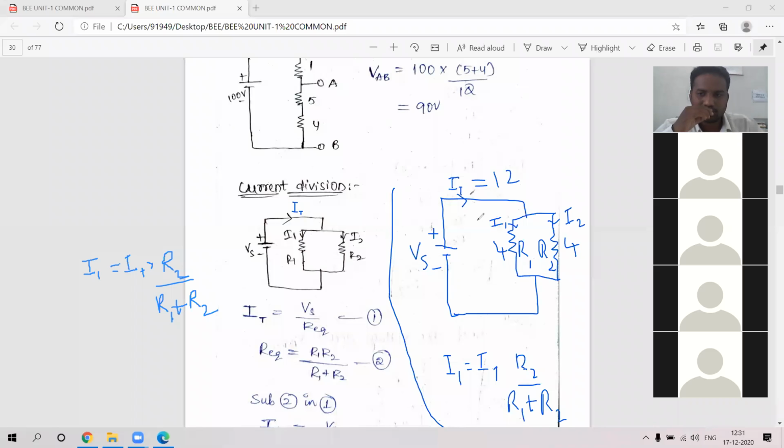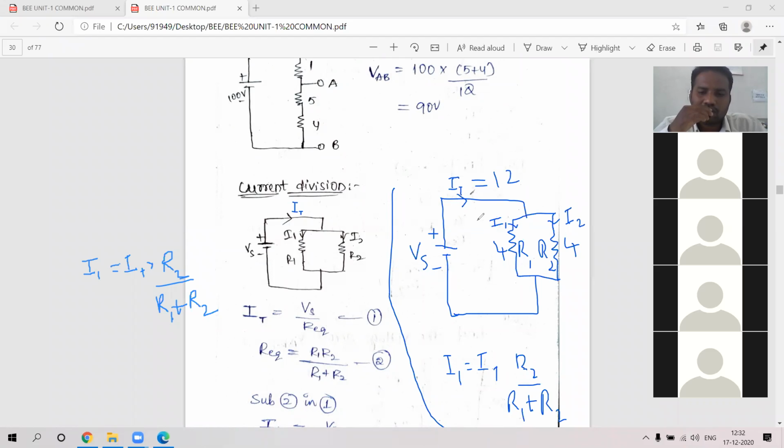I have considered 4 and 4, same current. Same current means 12 will be divided equally, so what will be the value? 6 and 6 is the answer. You can verify that one. Are you getting 6 or not? Check it, all of you.